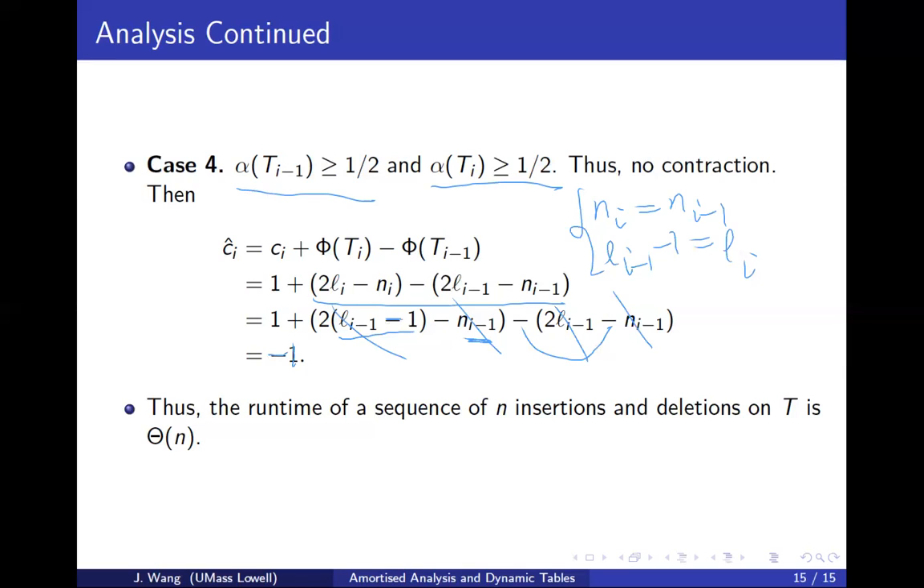So that's the runtime of a sequence of N insertions and deletions on T is linear. Just add them up. It's still linear. All right, so that is the end of this topic on dynamic tables.